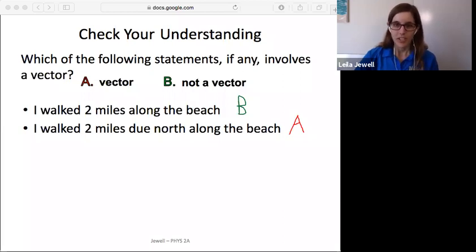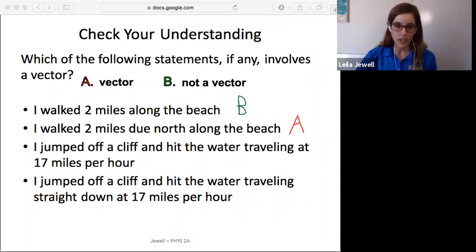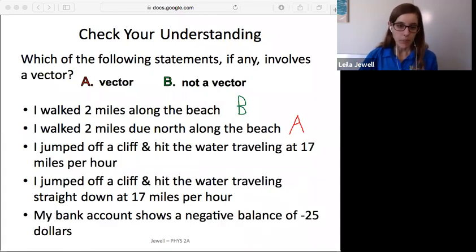Let's look at another one. I jumped off a cliff and hit the water traveling at 17 miles per hour. Think for a moment. Do you think this is a vector or not a vector? Let's look at a couple others. I jumped off a cliff and hit the water traveling straight down at 17 miles per hour. And finally, my bank account shows a negative balance of negative $25. All right, so I want you to think through these last three and come up with answers to them before you move on. So go ahead and pause the video now.